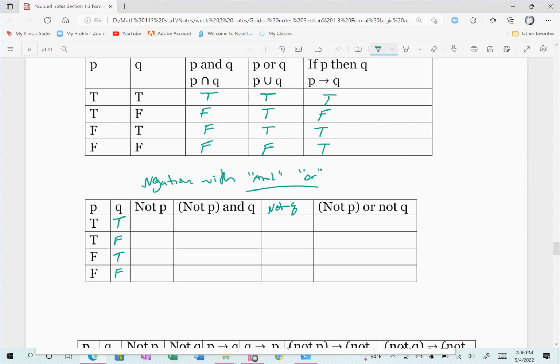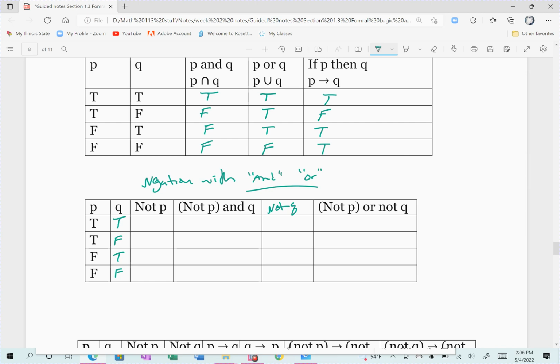So for the first part of this table, I had to make sure I did TF for the Q, because again, I wanted all the different types of statements. Both statements are true. One statement's true, one statement's false, and I wanted to make sure I do it in different orders. So P was true, Q was false, P was false, Q was true, and then both statements are false.